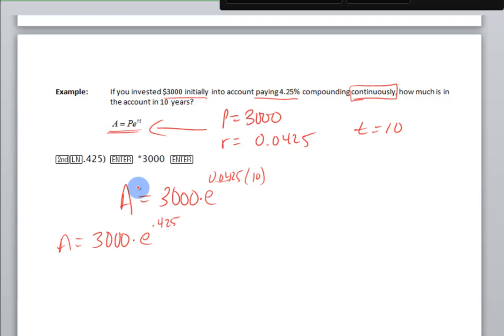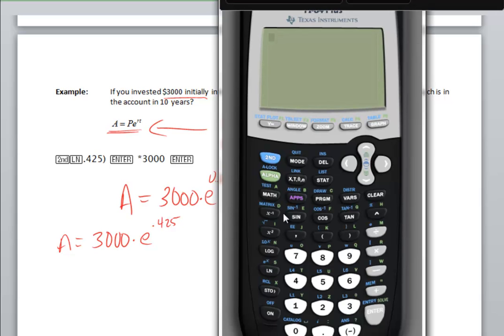You can put it all in as one item, or you can put it in as two separate. I ended up putting it as two separate, but you can put it on one line as well. You just got to be very careful because the mistakes are made when you put things all in as one item. So I'm going to do it just like I have it. Second, the ln button, because that's my e to the x right there. And then I have 0.425. I end the parentheses and I hit enter. Okay, because that's just that portion. Then I multiply by 3,000. I get 4,588.77.